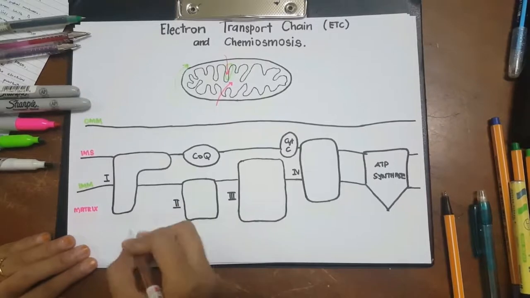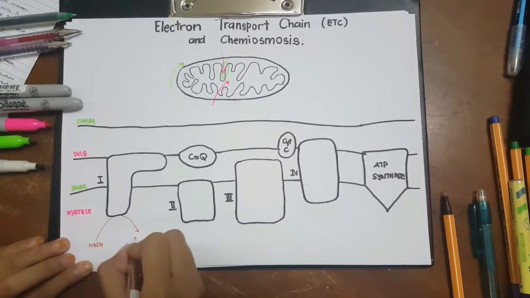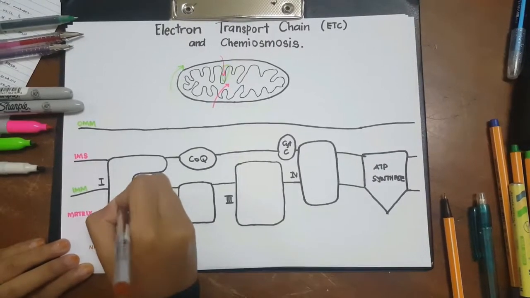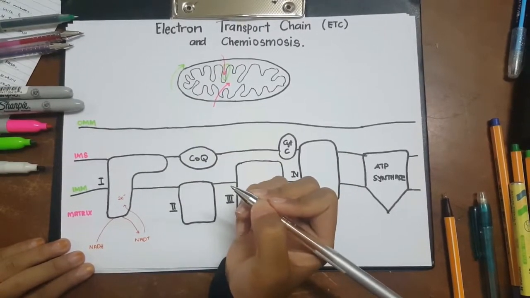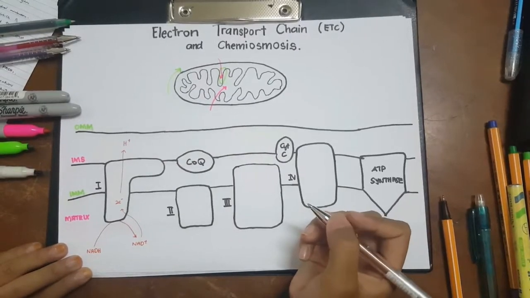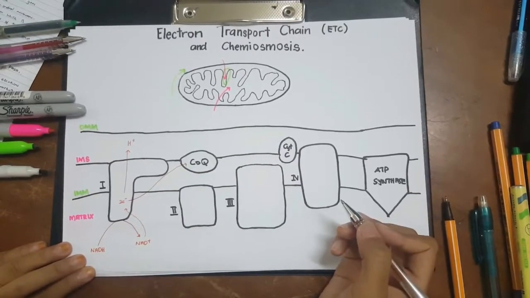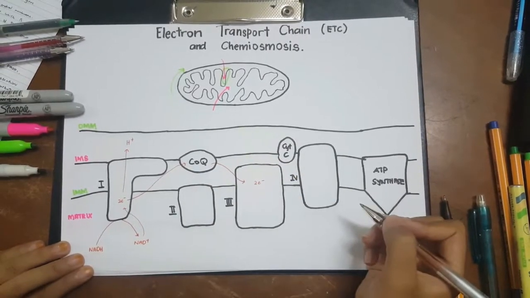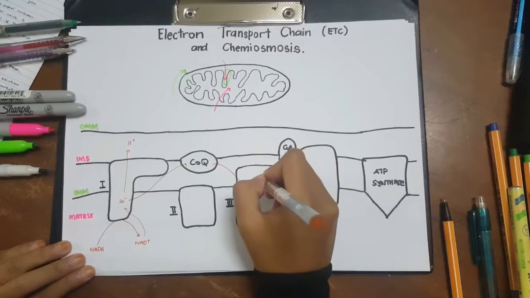First, the NADH produced from glycolysis and the Krebs cycle will be oxidized to NAD+, releasing 2 electrons into complex 1. The energy from the 2 electrons will oxidize complex 1, which will release protons into the intermembrane space. The 2 electrons will then be donated to coenzyme Q, and the electrons from coenzyme Q will be donated to complex 3. Complex 3 will be oxidized and release protons into the intermembrane space.